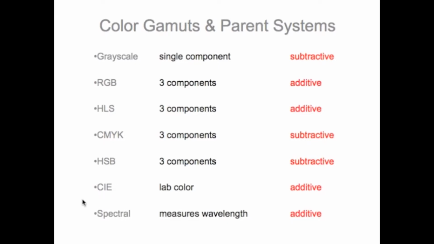CIE stands for the International Commission on Lighting, and it's also known as lab color. It is an additive color space. Spectral color is measuring the wavelength, so you'd have a spectrophotometer which you actually place against the color, and it measures the wavelength frequency that is being reflected. Spectral in itself is additive because you're measuring wavelengths, so you're measuring light, but you can measure either your monitor or you can measure reflective art, a reflective surface like a magazine page.